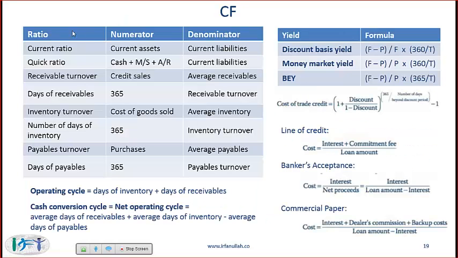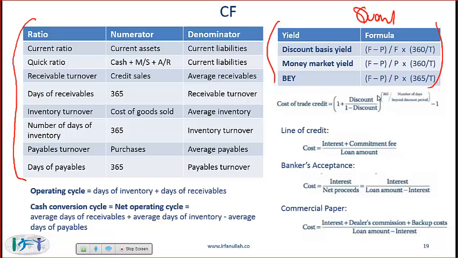More corporate finance. This is a major overlap with FRA. So these ratios are important. Make sure you know them. This is an overlap with Quant. So make sure you know all these yields. Operating cycle is days of inventory plus days of receivables. Cash conversion cycle is the same as net operating cycle, and we've talked about this before. This is also important. In fact, as a rule of thumb, anything that shows up at least twice automatically becomes quite important. This is the formula for cost of trade.